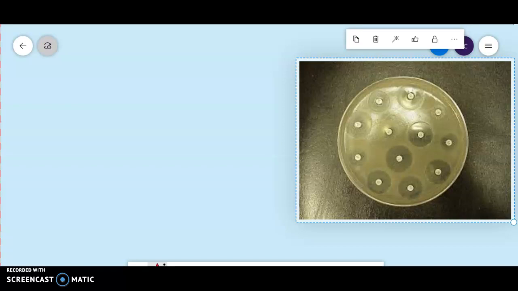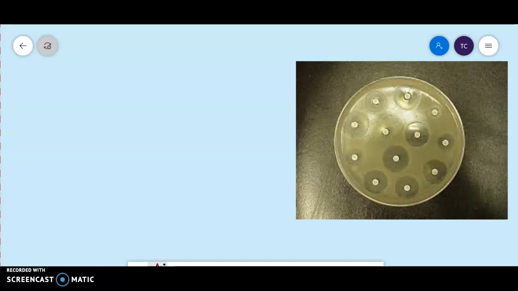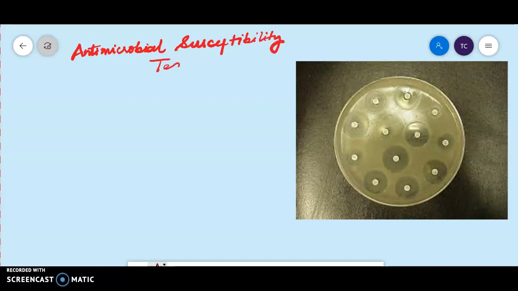So it is your antimicrobial susceptibility tests or testing. Okay, so this is your antimicrobial susceptibility testing. Now first and foremost question is, what is susceptibility?